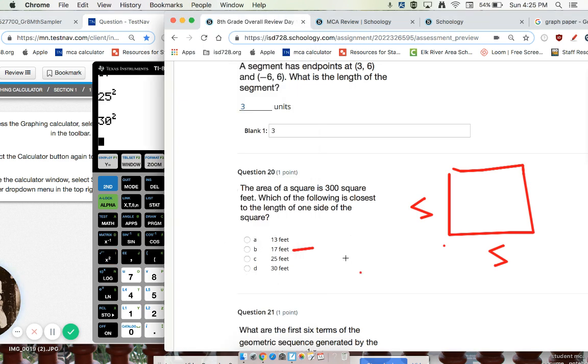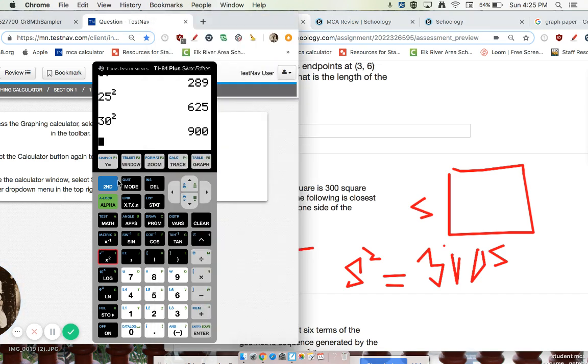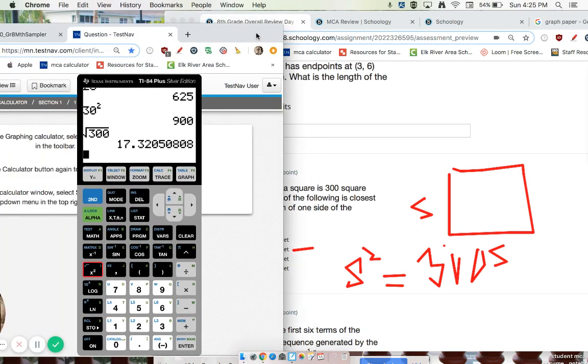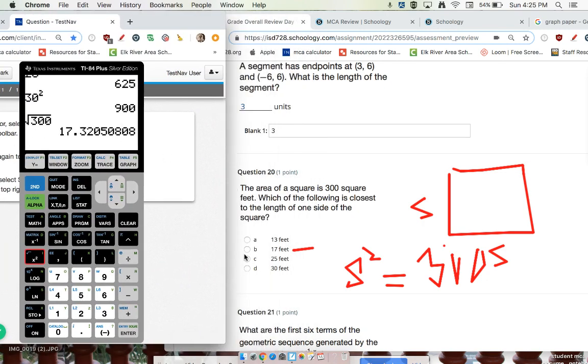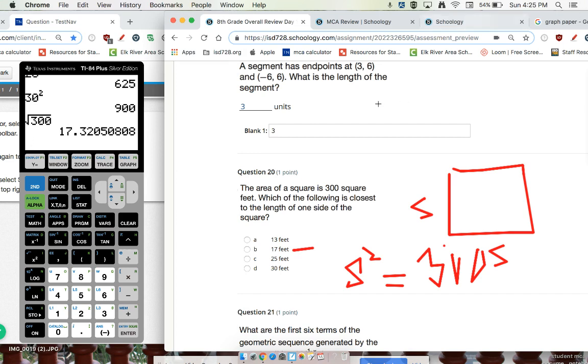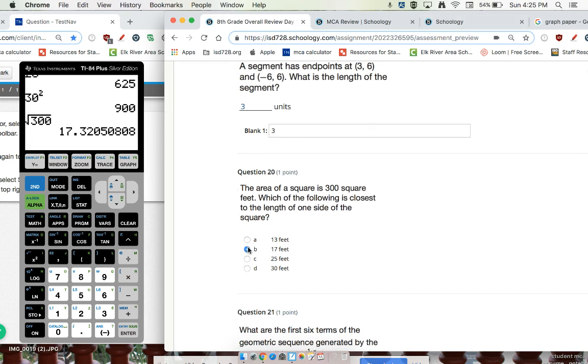Again, if you used my strategy, if I square s, it needs to be 300. Then to get rid of a square, you take the square root. If you take the square root of 300, that is equal to 17, right around 17 when you round it to the nearest whole. So that's that. Okay, 21.